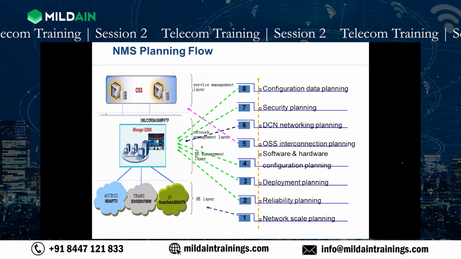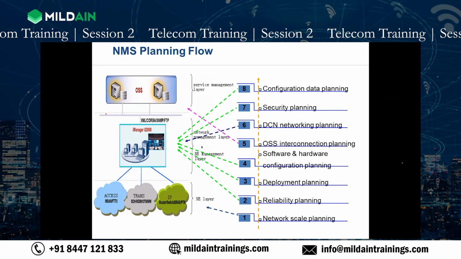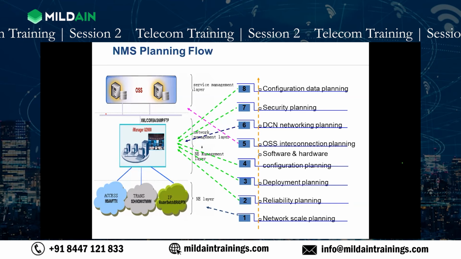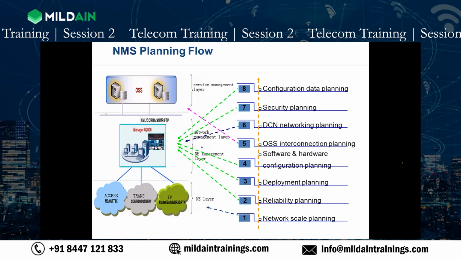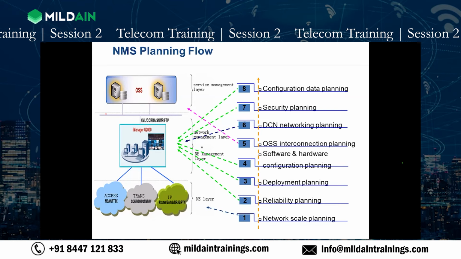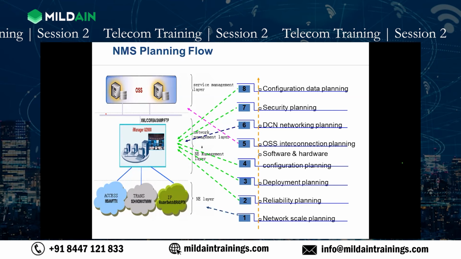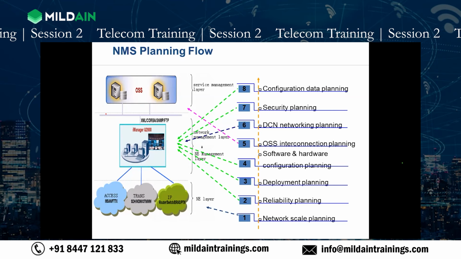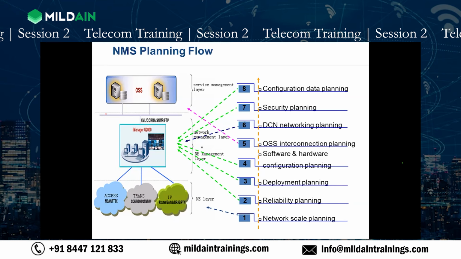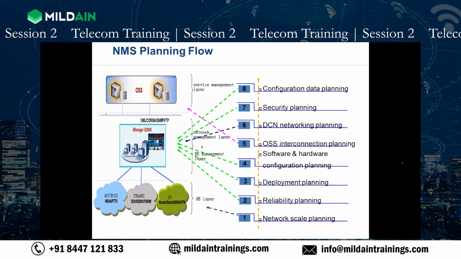Now coming to the next NMS point, reliability planning. What does reliability mean? Once we say reliability, we are talking about quality plus uptime. That means we are talking about SLA. Let it be any service, 2G, 3G, 4G, or data or internet or cloud service or AWS. Reliability means quality plus uptime.